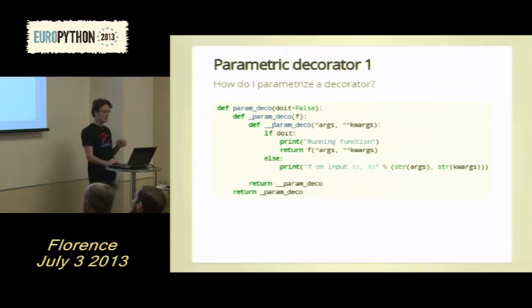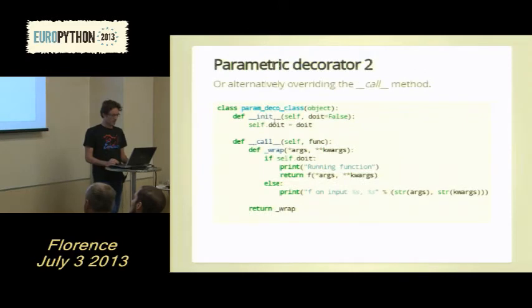But another way to do the same thing, which I think is more clear because I don't like to nest too much, is to use the underscore call method. So you can have a class, which takes as parameter in the initializer do_it equal to false, for example, and then it defines this underscore call, which is the same as before, basically. The reason why you can do that is that a decorator doesn't have to be a function, it only has to be a callable. And whenever you define underscore call in an object, then it becomes automatically a callable.